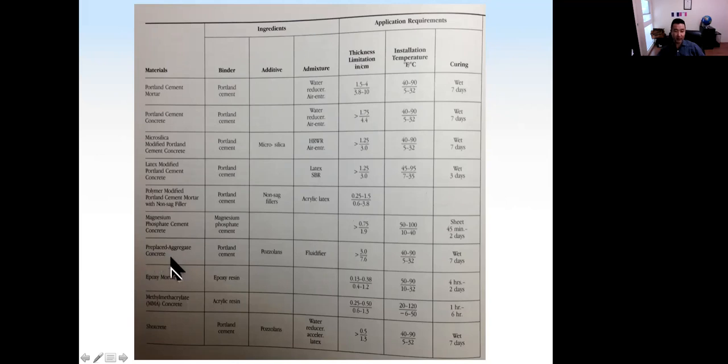Pre-placed aggregate concrete, that's a special situation where we place the aggregate in the formwork and then we inject the mortar afterwards. Epoxy mortar with no coarse aggregate. MMA concrete, this also belongs to polymer concrete, and shotcrete. So all these different materials have different types of application.